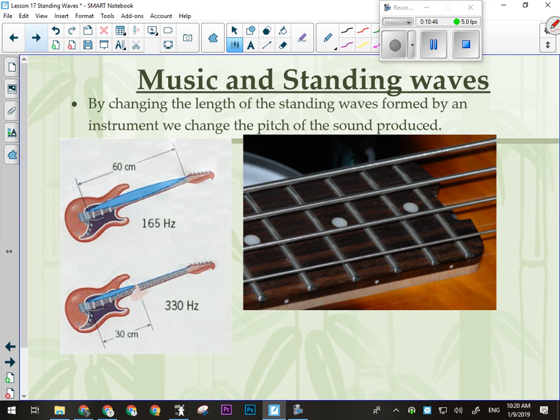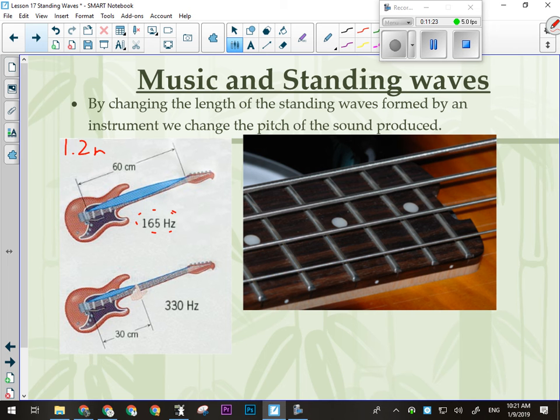All right, so here's what I was talking about with a guitar. If I use the entire length of the guitar string, when I pluck it, it's going to oscillate with a frequency of 165 hertz, and the wavelength of the sound will be what? 120 centimeters, or 1.2 meters. Remember, this is only half of a wavelength here. There would have to be another part of it over here. So the wavelength of this sound would be 1.2 meters, and the frequency would be 165 hertz.